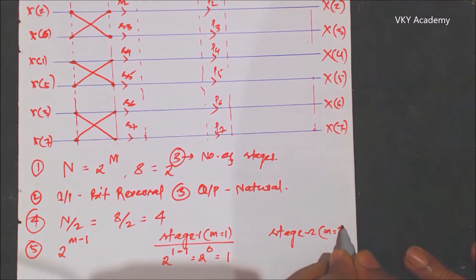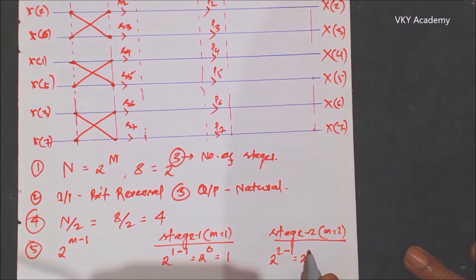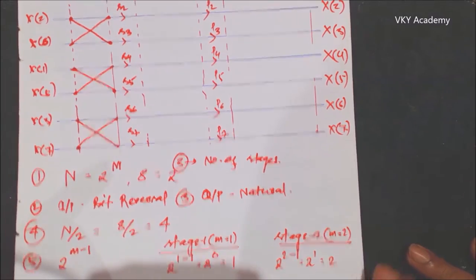Now let us calculate for stage number 2, where small m is equal to 2. 2 to the power 2 minus 1 is 2 to the power 1, which is equal to 2. So input and output are separated by 2 samples.